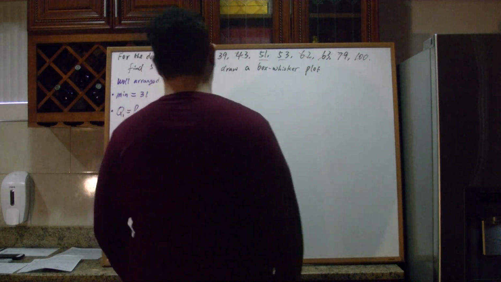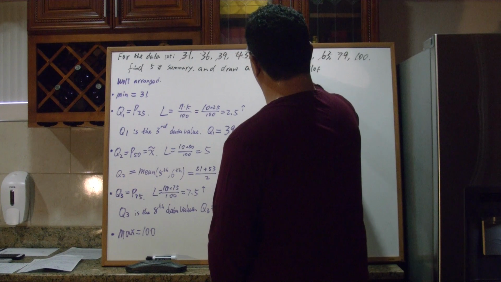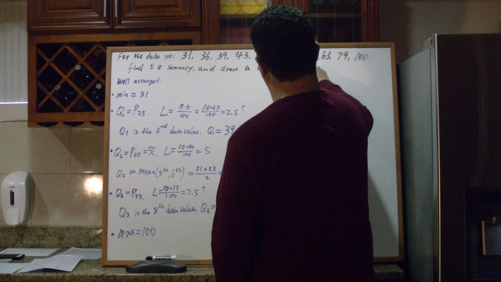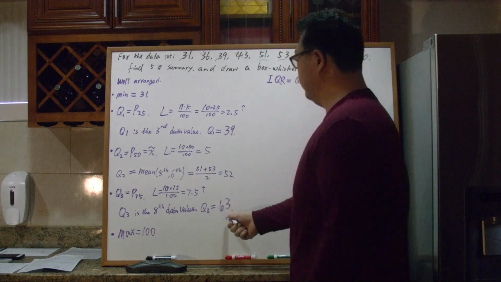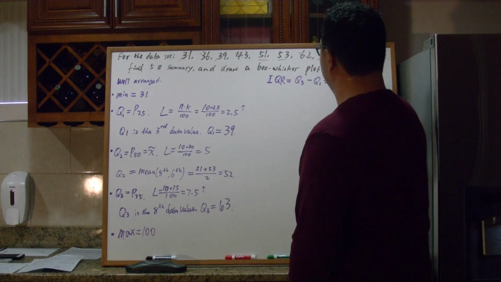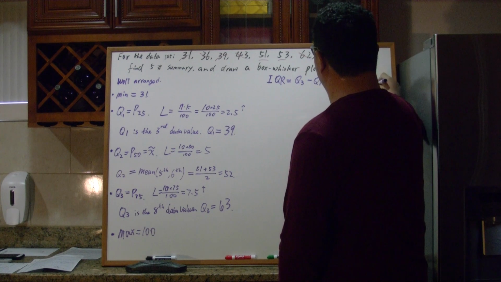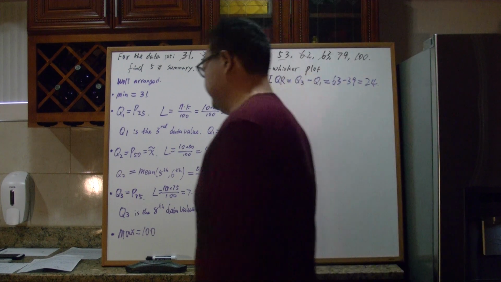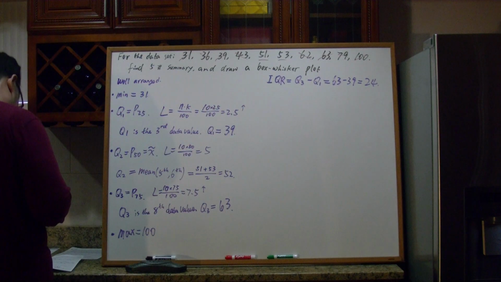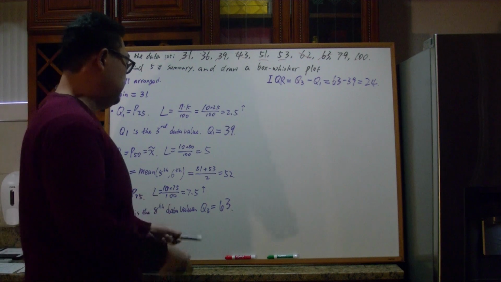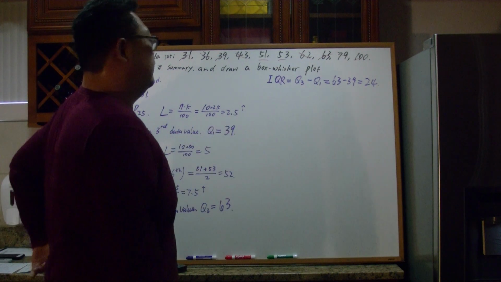And maybe you could be asked to find the interquartile range. The interquartile range is Q3 minus Q1, that's 63 minus 39, which is 24. Alright, that's our interquartile range. So the range from first quartile to third quartile, that's 24.